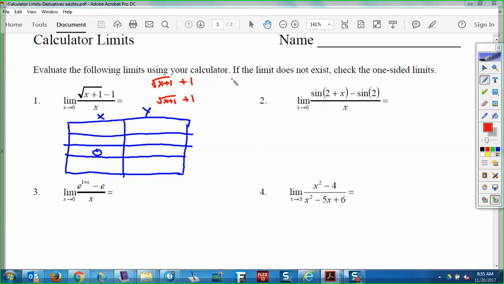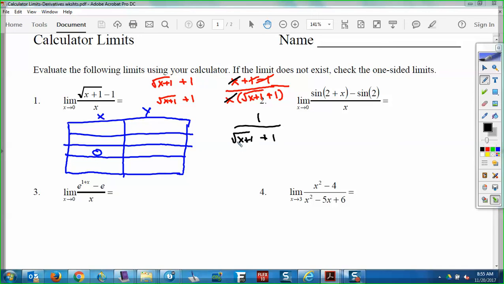Okay, I FOIL that top up there. I get x plus 1 minus 1. The bottom would be x, and then all this. So while you guys are graphing on the calculator, I'm going to put this down here. The 1's cancel. Then my x's would cancel. And I get 1 over the square root of x plus 1 plus 1.